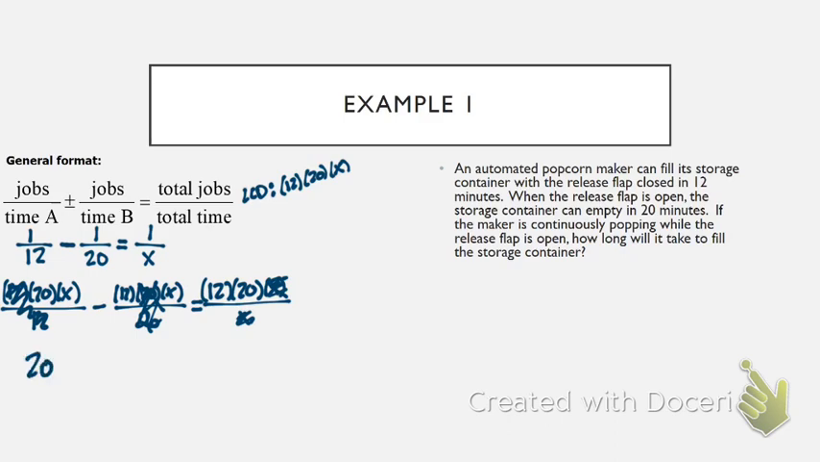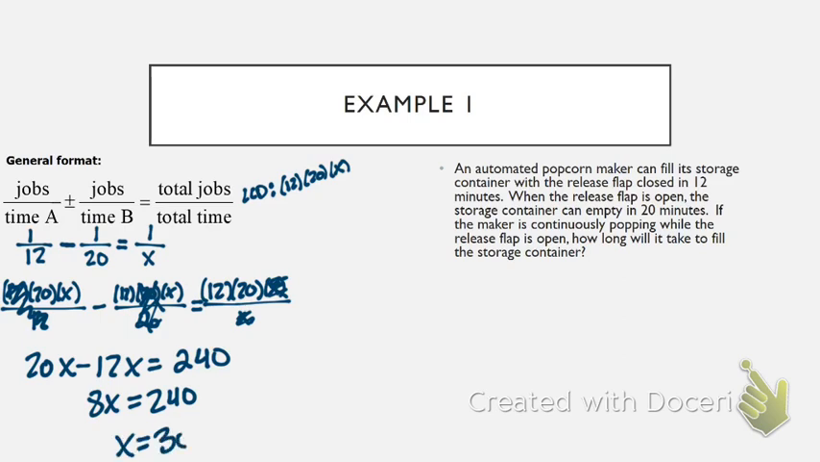So I'm just left with 20x minus 12x equals 240, which gives me 8x equals 240, which gives me x equals 30. Which means if I show up for my shift and I try to pop popcorn while the flap is open, it will take 30 minutes to fill the container.